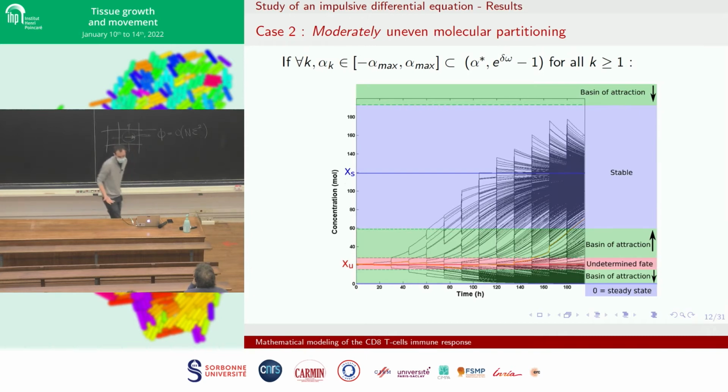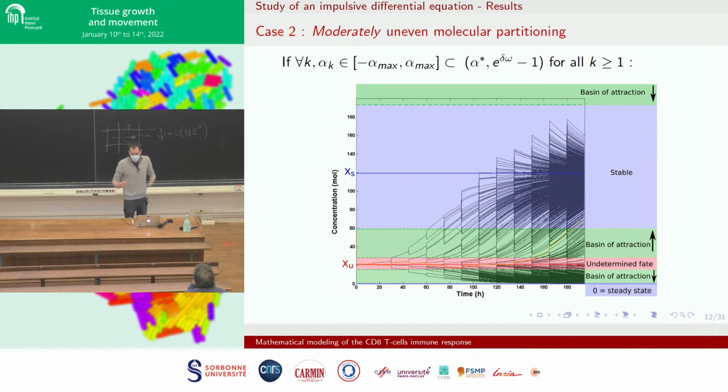And in the middle, there is this region that I call undetermined fate, because if the solution is there, for example at the initial time, you cannot predict what will happen. The solution can remain in this area forever, or it can escape it from the top or from the bottom, and if it does, then it enters a basin of attraction and then converges either to the stable region or to the steady state.